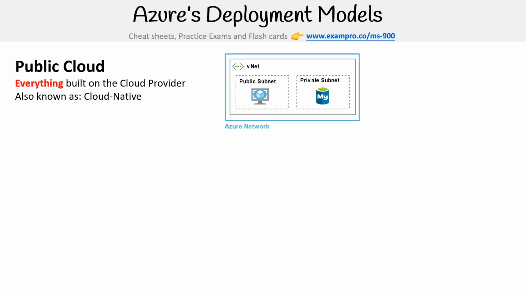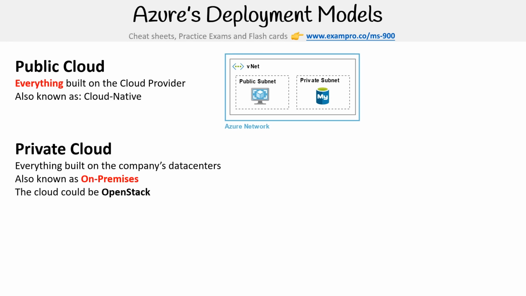So here I have an architectural diagram. We have a network on Azure, and within that network, we have a virtual machine running and a database running. So that would be an example of public cloud. Then we have private cloud. And so this is where everything is built on the company's data center, also known as on-premises because it's within the premises of the organization, like their physical location.